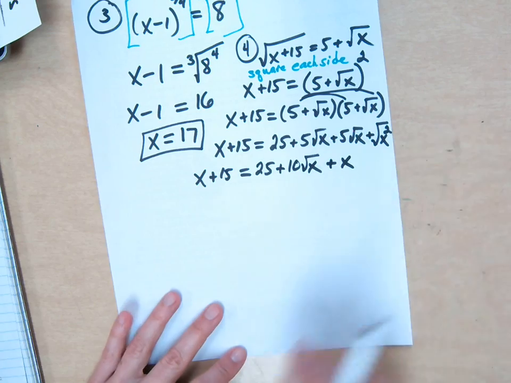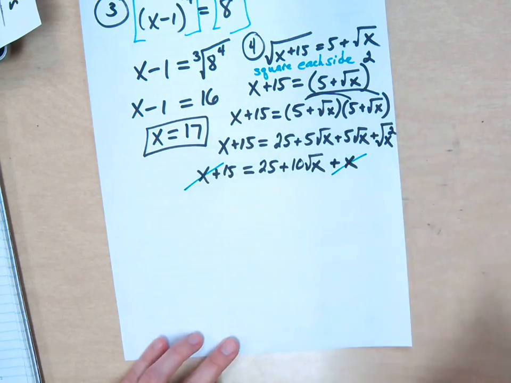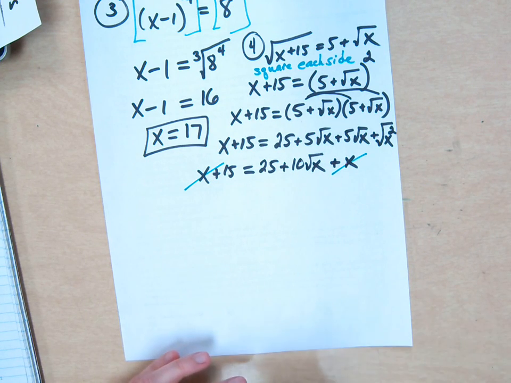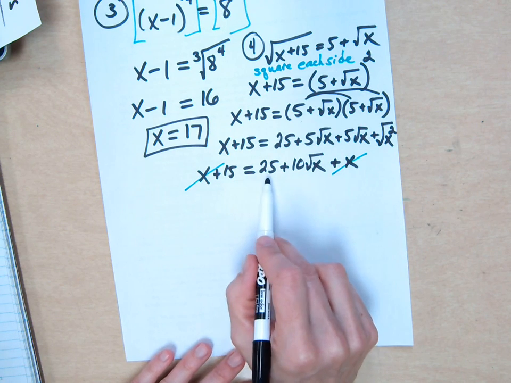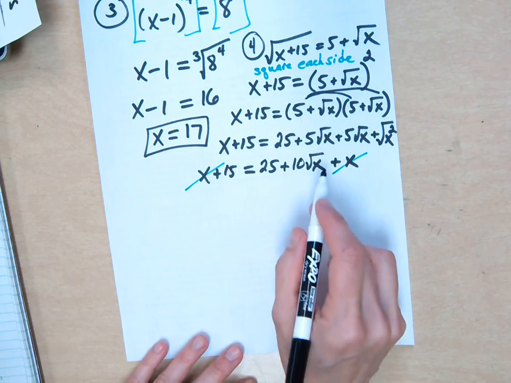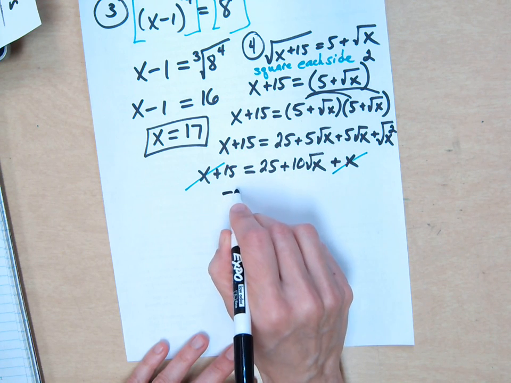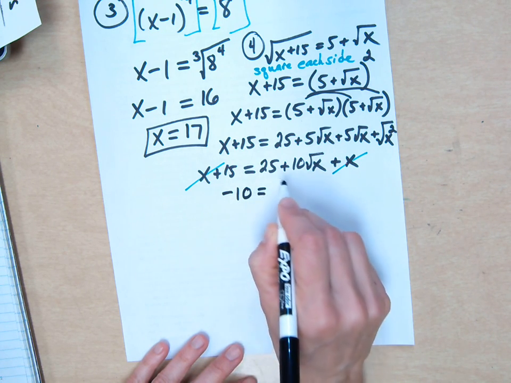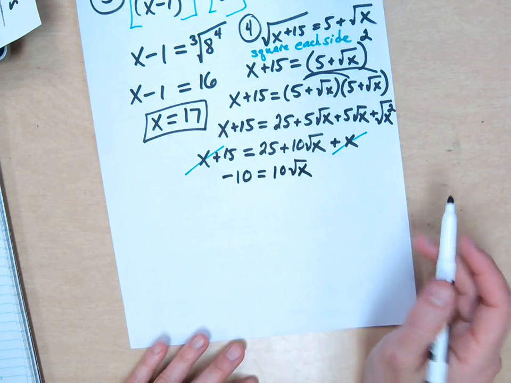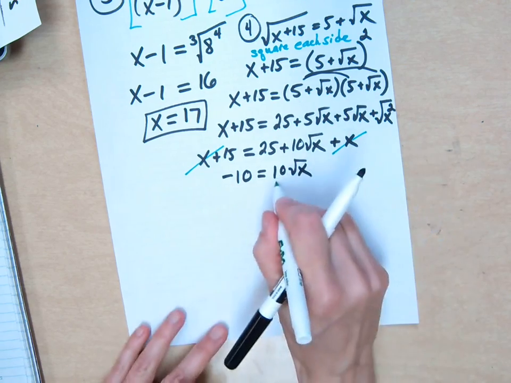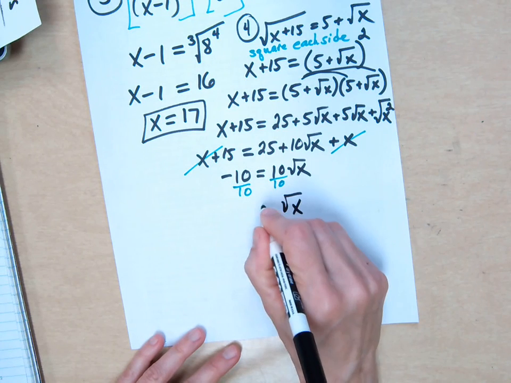We're almost there. Now watch. What happens is these go away. I could just subtract x from each side. Those go away. We'll get the constant on the same side. We're going to isolate the radical like we did before. So subtract 25 from each side. So negative 10 equals 10 root x. Divide both sides by 10, right? We want to isolate the radical. So you have to isolate the radical again.